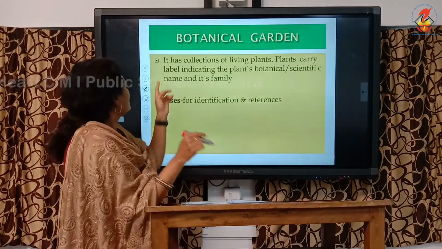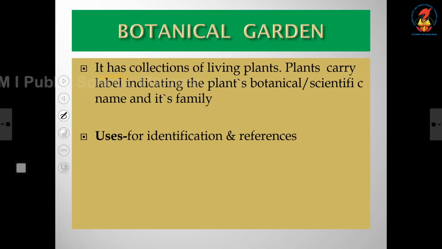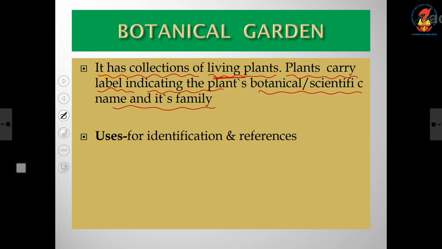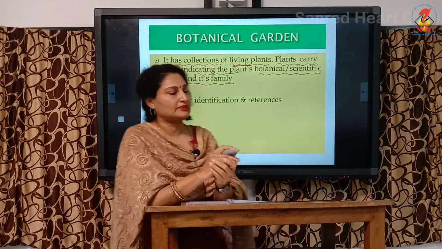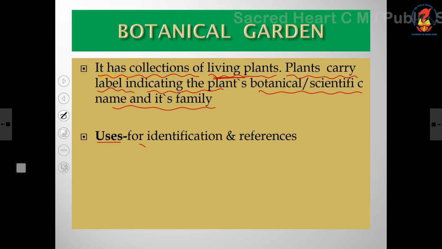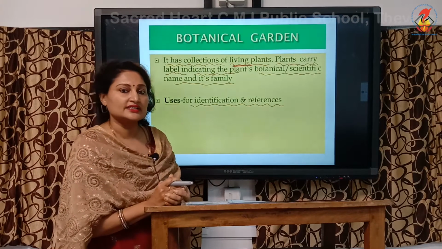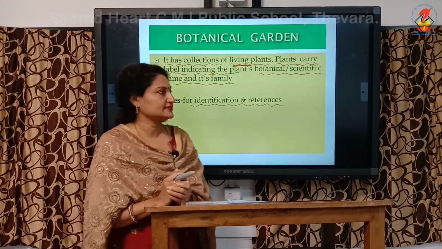So what is a botanical garden? A botanical garden has a collection of living plants. Okay, that should be specified. Living plants, and the plants carry a label indicating the botanical or scientific name and its family. So the label has just two parts: the botanical name and the family. And here the use of it is for identification and reference. Just like the museum, it helps in identification and reference.